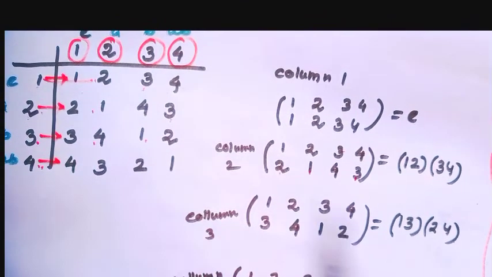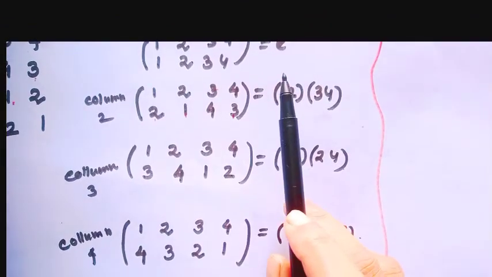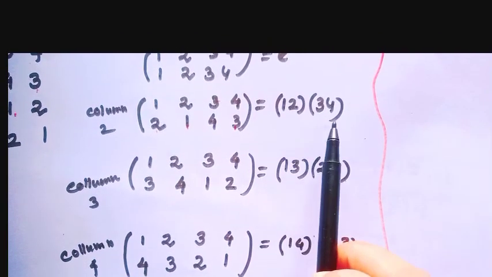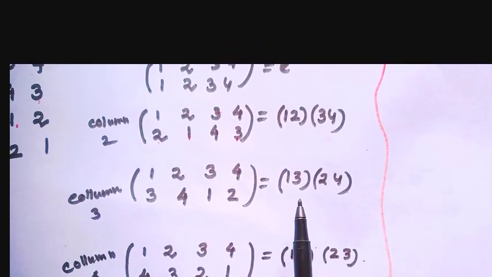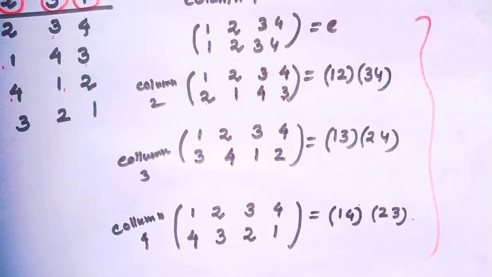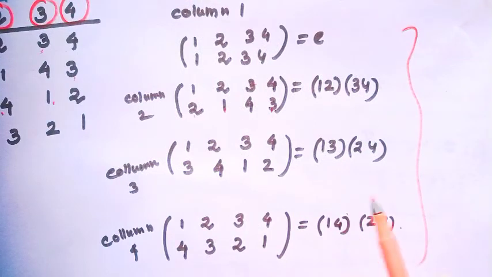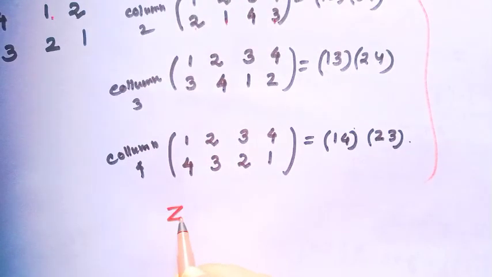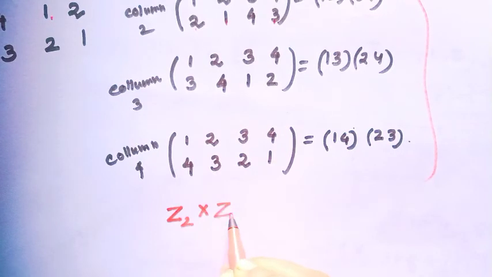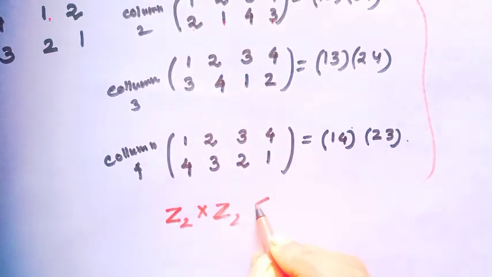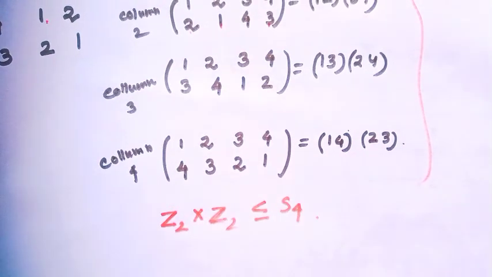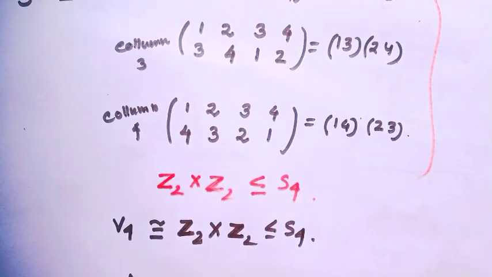Klein four group has transformed into identity, the 2 cycle (1, 2)(3, 4), another 2 cycle (1, 3)(2, 4) and the other is (1, 4)(2, 3). And these permutations are actually Z2 direct product Z2, which is a subgroup of S4. So we can say the Klein four group is isomorphic to the group of permutations Z2 cross Z2, which is a subgroup of S4.